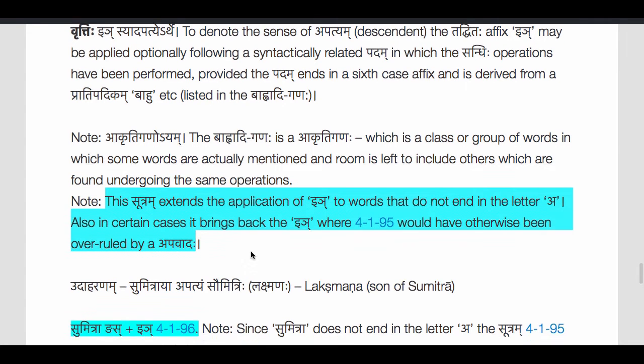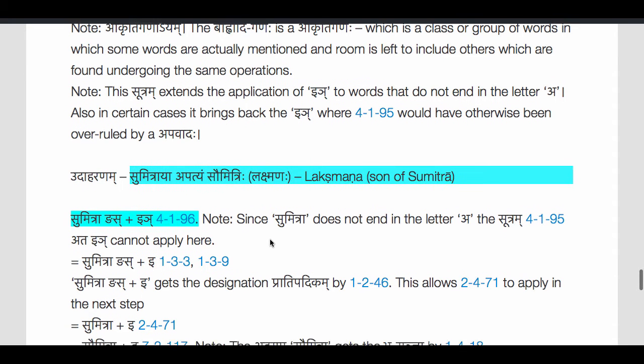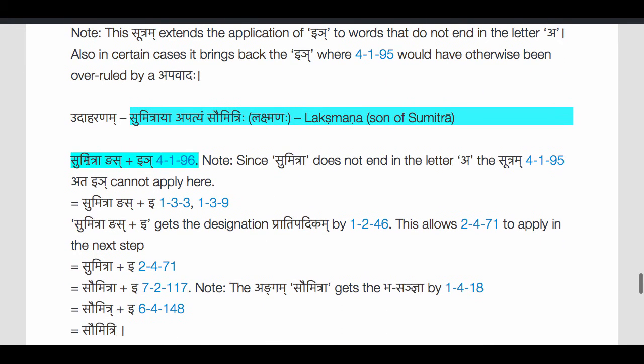Let's take an example here. Sumitrāya apatyam Sumitrihi, Lakṣmaṇa, son of Sumitrā. We start the derivation by taking Sumitrā plus nyas, a shashtyantam padam, because remember in tasyapatyam 4.92, tasya is a shashtyantam padam. So we take Sumitrā plus nyas, and add the affix ing, because the word Sumitrā is in the bhavvadi ganaha.